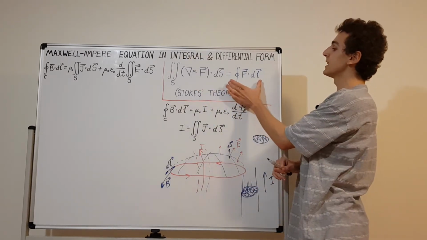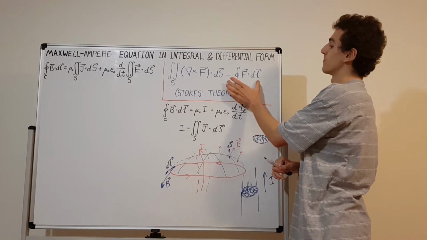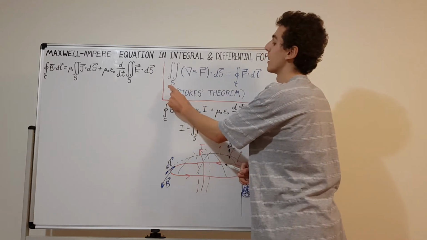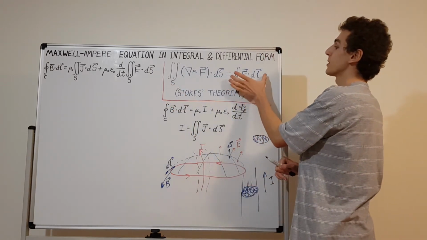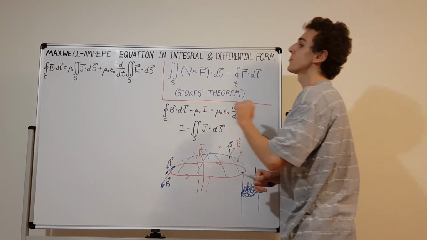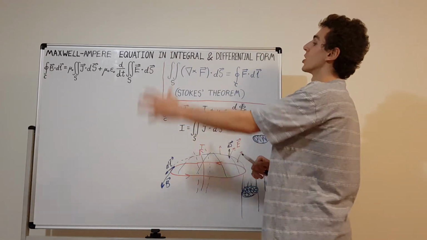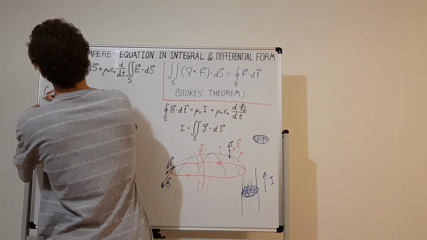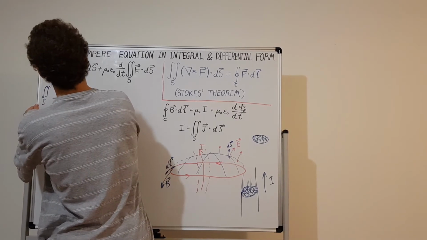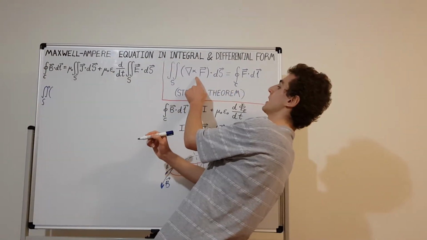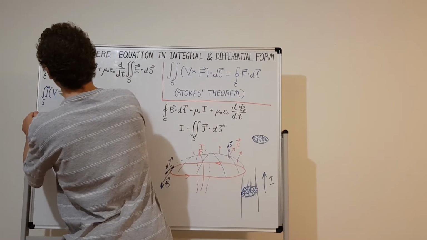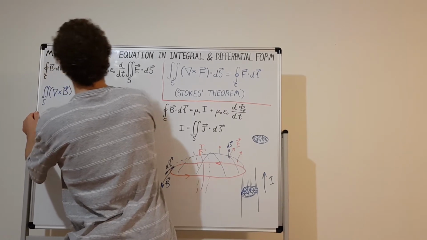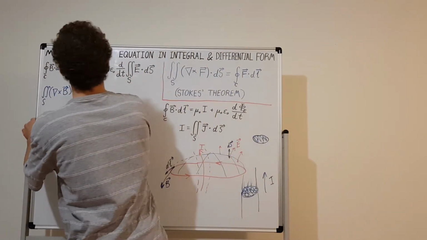On the left-hand side, we have a line integral over the boundary curve C, and that boundary curve C is the boundary curve of the surface S. So we can transform this guy into this guy. We're going to transform the line integral into a surface integral of the curl. So let's go ahead and do that. The left-hand side is going to turn into the surface integral over S of the curl of the B field, and then we dot it with dS.